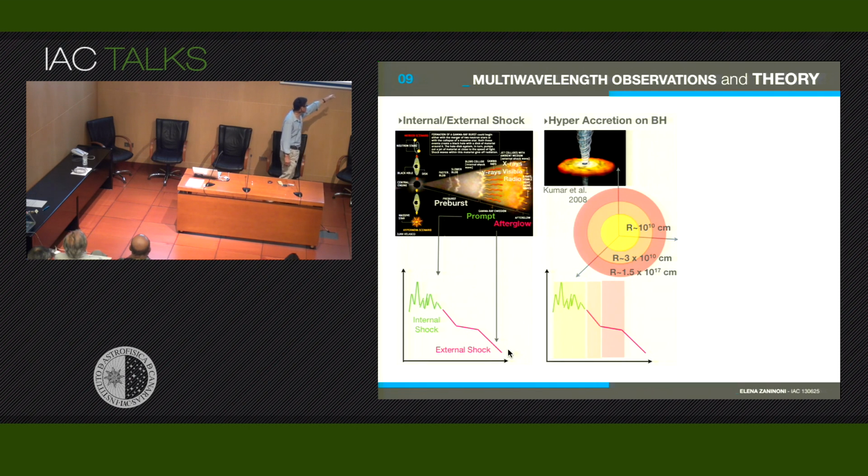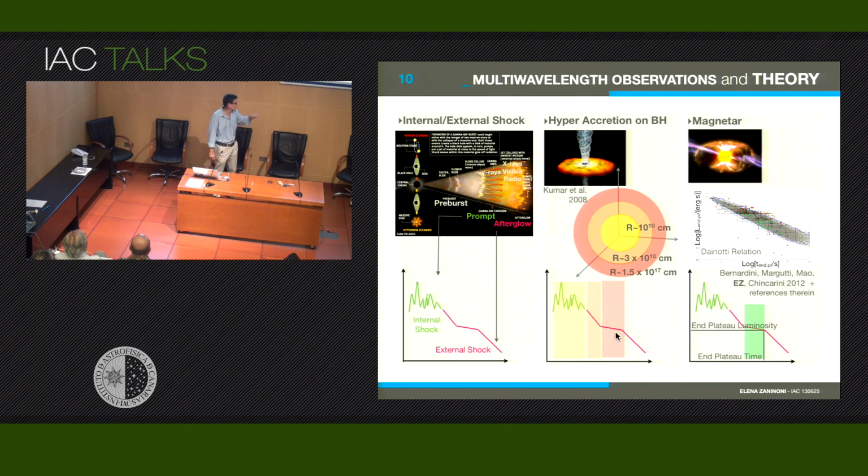concentrated on the type of the progenitor. For example, for long gamma ray bursts, we have the model of the hyper-accretion onto a black hole, and it is in particular the Kumar model. In this case, the different parts of the light curve depend on the part of the shell that accretes onto the black hole.